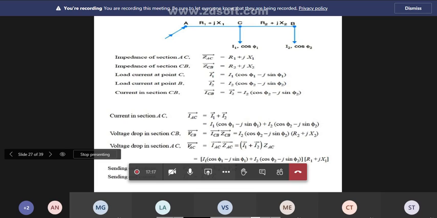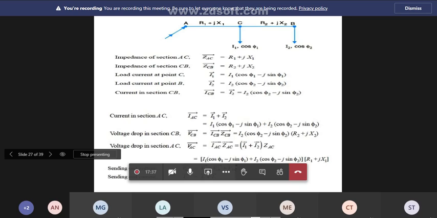Why? Because with respect to the receiving end voltage, this B is the receiving end voltage, right? That's why we have to calculate like this. So first, the impedance of section AC, that is ZAC, right?